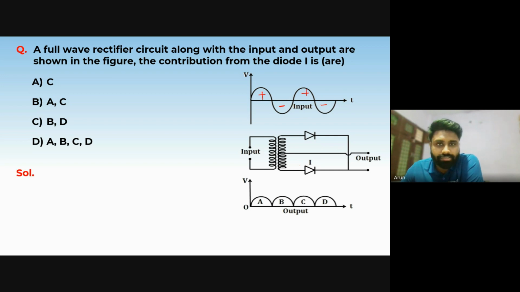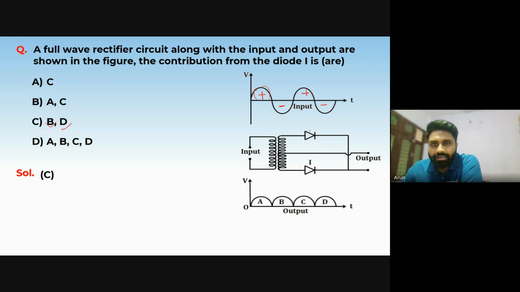The solution of this question is C. It is B and D. And why is it so? Because for the first positive input, this will be positive and this will be negative, the source. So for this diode, the positive side is connected to the positive side, so it will be forward biased. Current will be allowed from this diode, not from this one, because its negative terminal is connected to the positive terminal. So it will be in reverse bias for the first positive input. So the first output, A, is provided by this diode, not this.